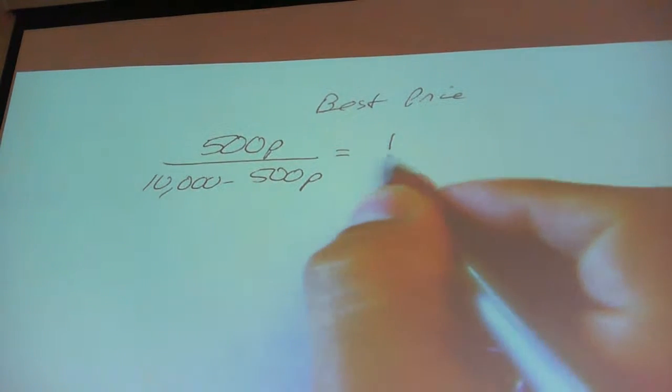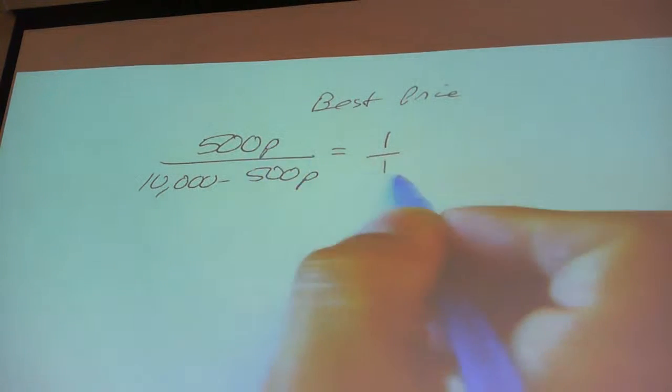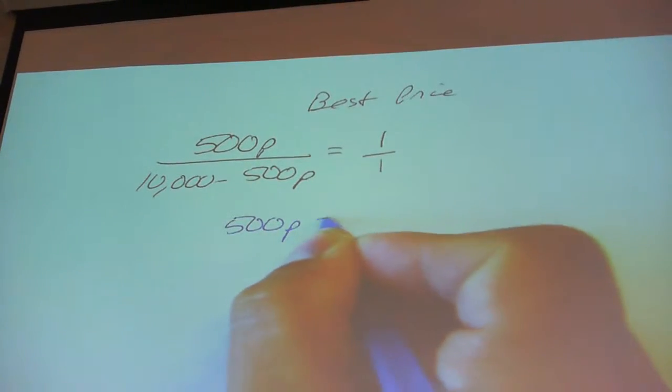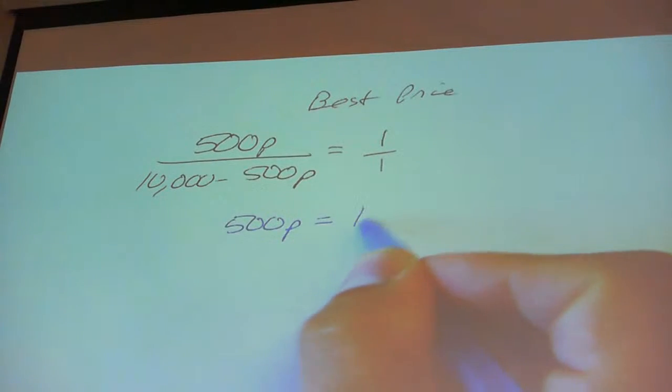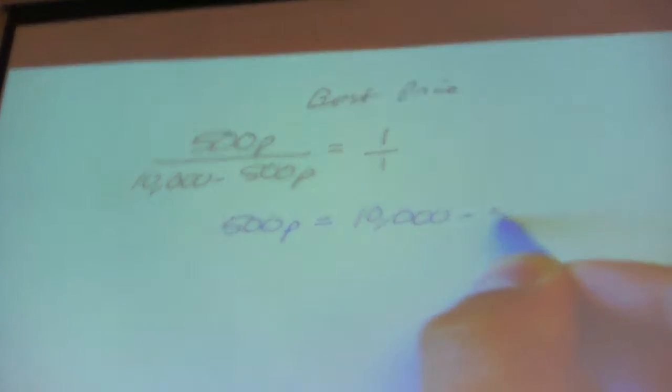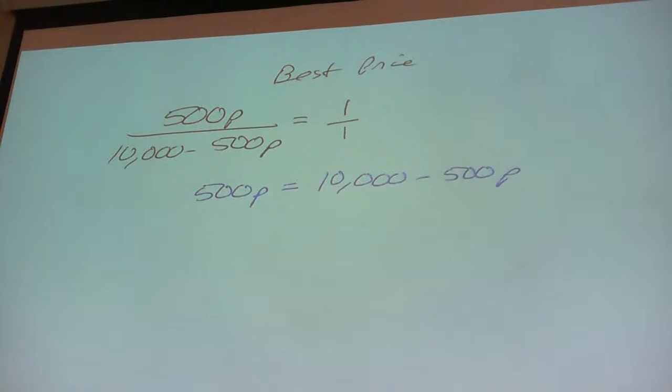Can we agree that 1 is really 1 over 1? Can we agree there? And how do you solve a proportion? Cross multiply. 500p times 1 is 500p. 10,000 minus 500p times 1 is 10,000 minus 500p. I'll give you that as a head start. You solve for p. And you already know what the answer should be. What should the answer be? 10.